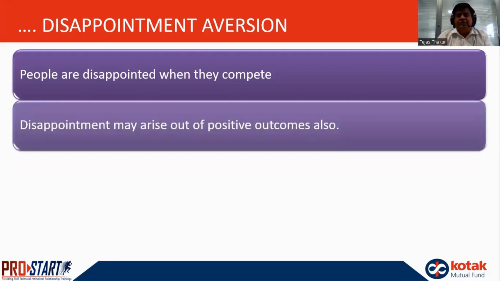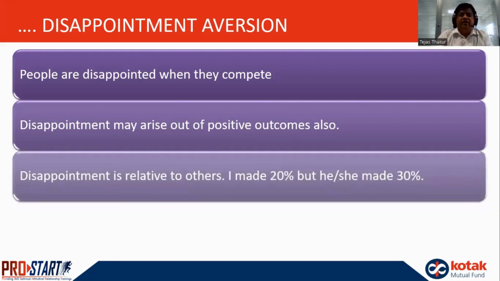Disappointment may arise out of positive outcomes also. In both the cases we saw earlier, there is a positive outcome. But again, positive is relative. Disappointment is relative to others. I made 20%, but she made 30%. That will happen in organizations also. When your appraisals happen, you got an appraisal which was much better than what you expected. But somebody whom you feel is not worth it got a better appraisal than you, or a better bonus than you. Right? So disappointment may result out of anything.